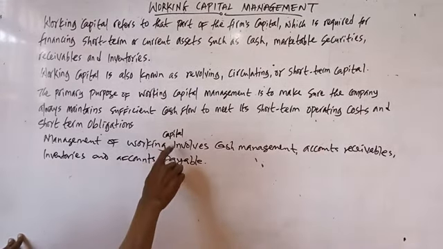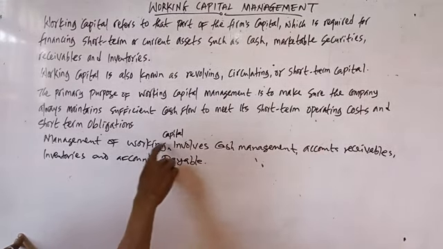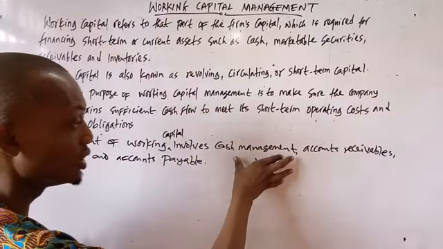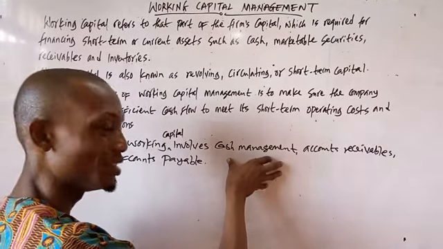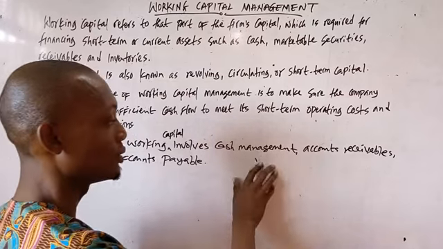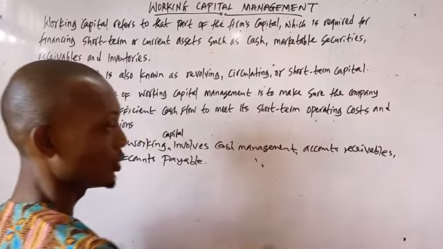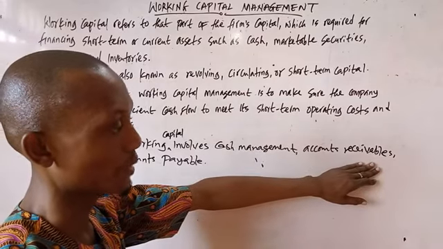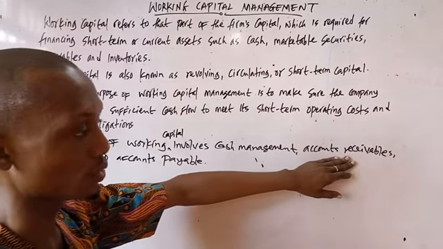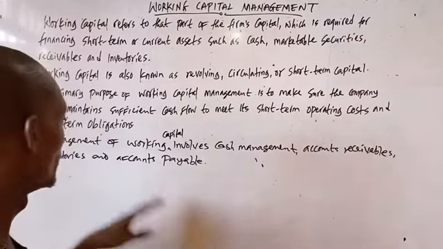So management of working capital involves cash management. You need to adequately manage your cash. We are still coming to that; we are going to treat management of cash. So account receivables. What is account receivables? Your debtors, those people that owe you. How do you manage them?